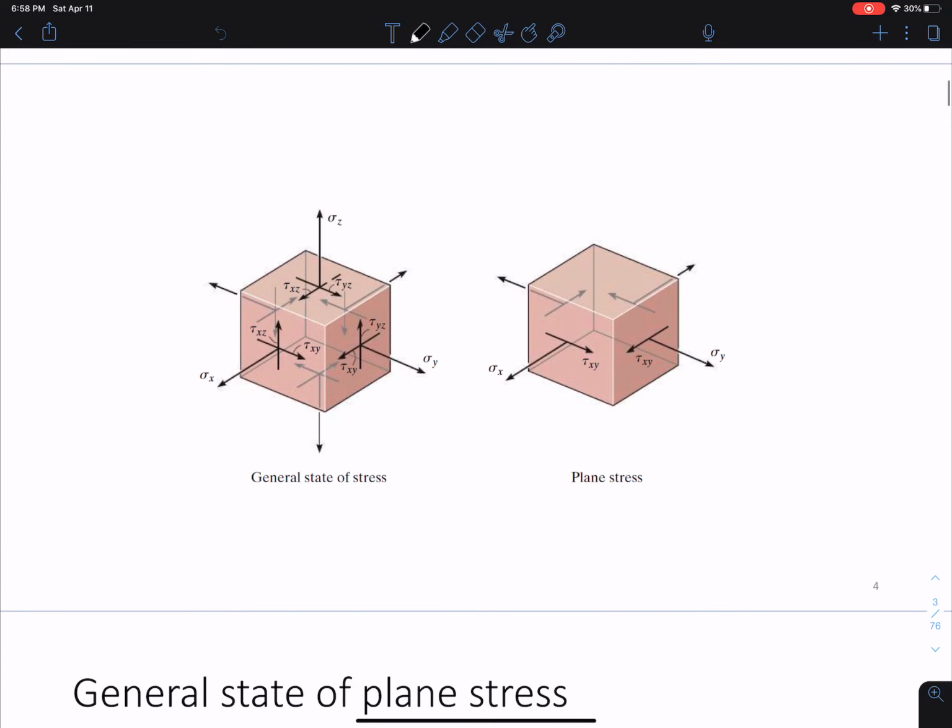So here is this general state of stress. We have these stress values acting at all of these planes, and this is what plane stress does: it simplifies this to say, okay, we don't need to consider all of the stresses acting on each plane. We can consider just the shear and the normal stress in each of these directions, and this is an approximation, it's a simplification, but it should be enough.